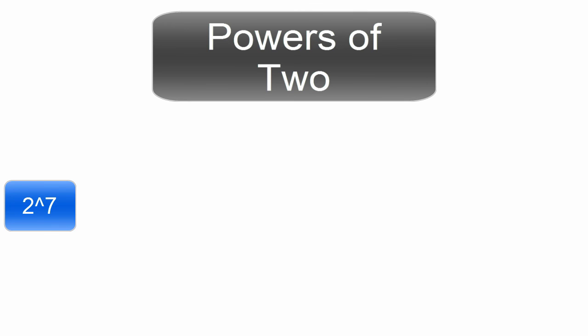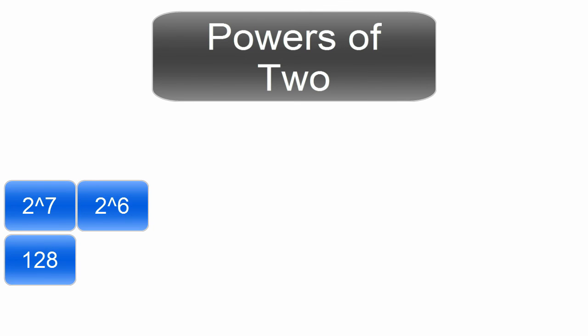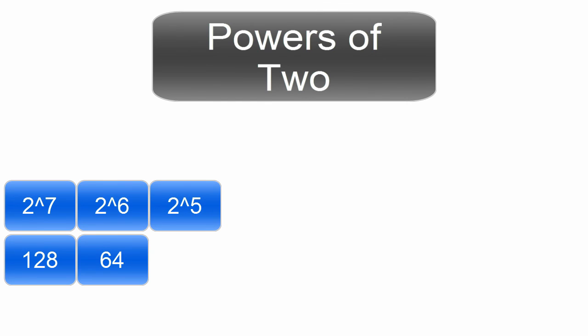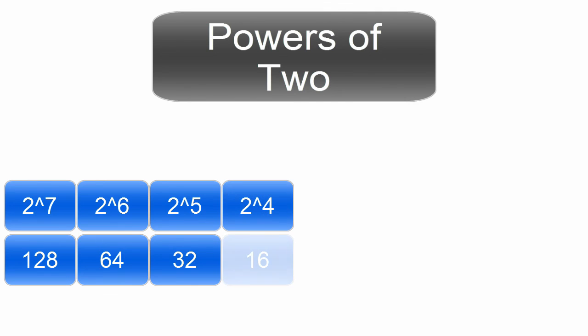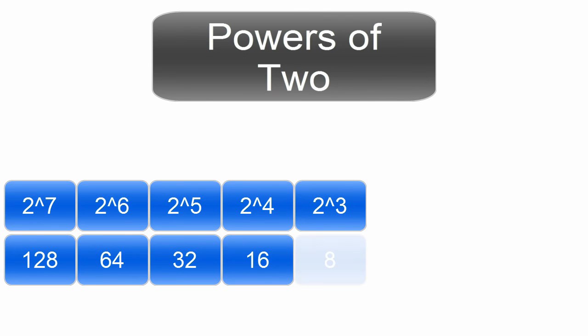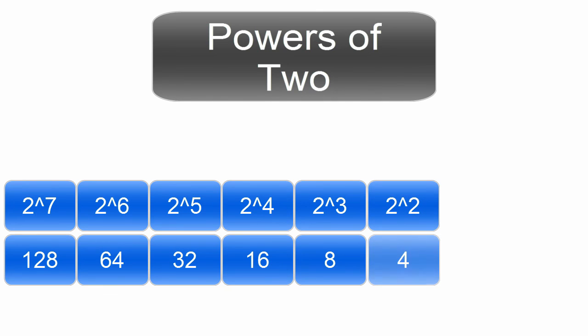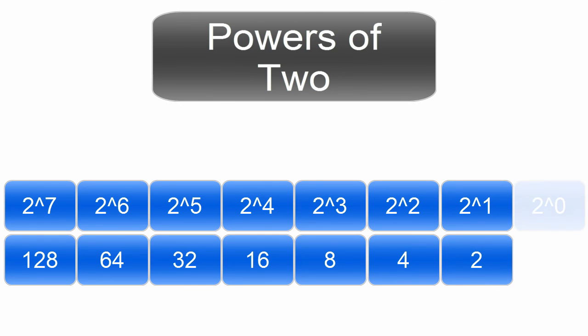So starting at the left, 2 to the power of 7 is going to give us 128. 2 to the power of 6 is going to give us 64. 2 to the power of 5 is going to give us 32. 2 to the power of 4 is going to give us 16. 2 to the power of 3 is going to give us 8. 2 to the power of 2 is going to give us 4. 2 to the power of 1 is going to give us 2. And 2 to the power of 0 is going to give us 1.